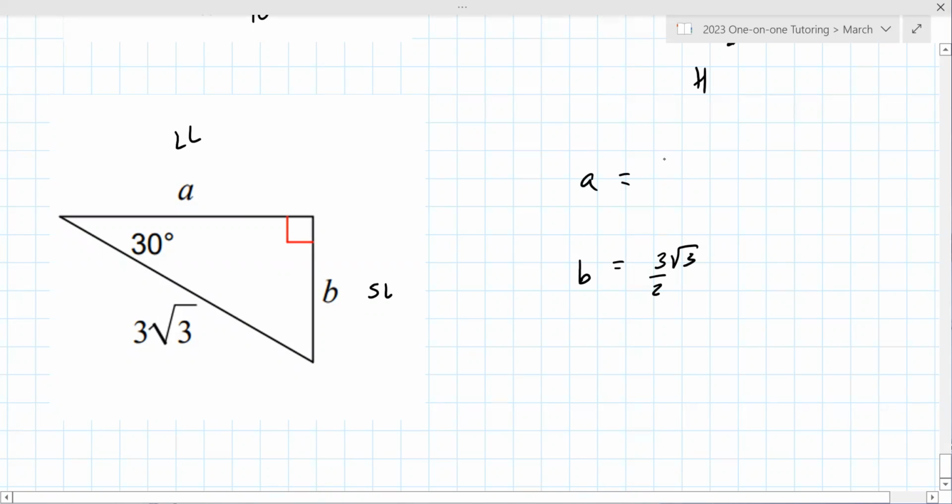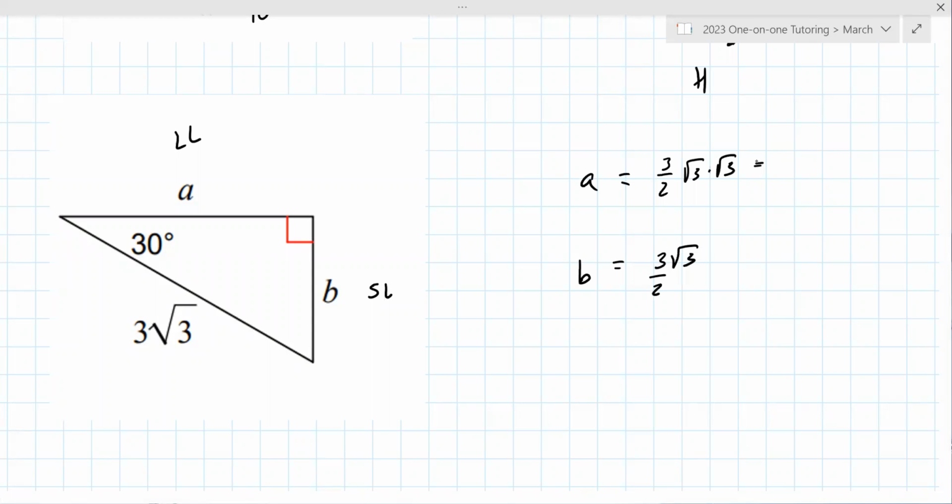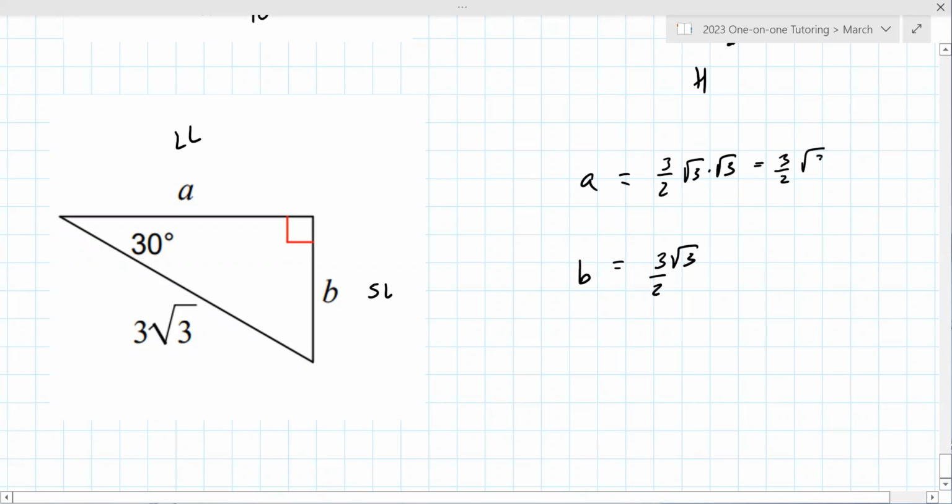square root 3 times square root 3, which gives me 3 halves square root 9. Is it just 3 halves square root 3 is the final answer for that? You have to multiply the square root of threes together. Yeah, so then that would give me 9, and I can keep simplifying that square root 9, correct? Yes. What is the square root of 9?